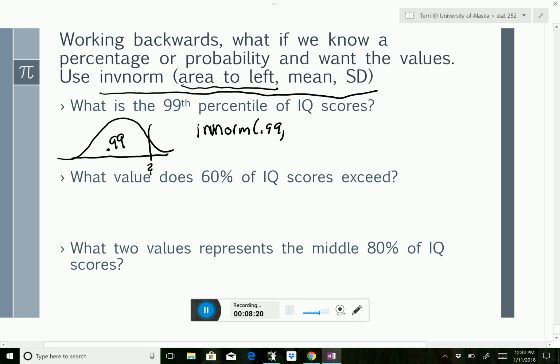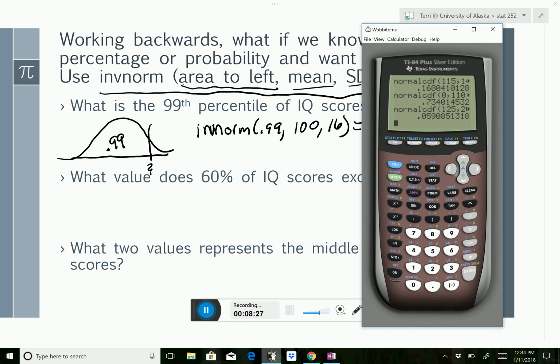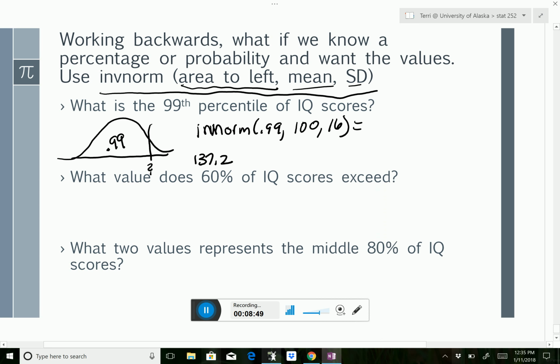0.99, mean, SD, 116. So let's find this. So we're going inverse norm now. 0.99. The mean is 100. Standard deviation is 16. And we get 137.2-ish. So about 137.2. If we wanted to round that off, we say 137.